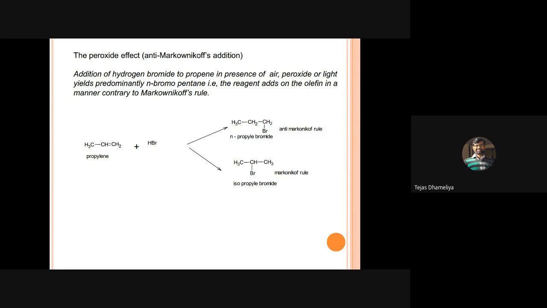So on your screen, there are two reactions. There are two products. One is called Markovnikov product. Other is called anti-Markovnikov product. So depending upon the conditions, product is formed. If there is a presence of peroxide, air, or light, then it can follow anti-Markovnikov. Otherwise, this is not possible. Simply, it will form Markovnikov.